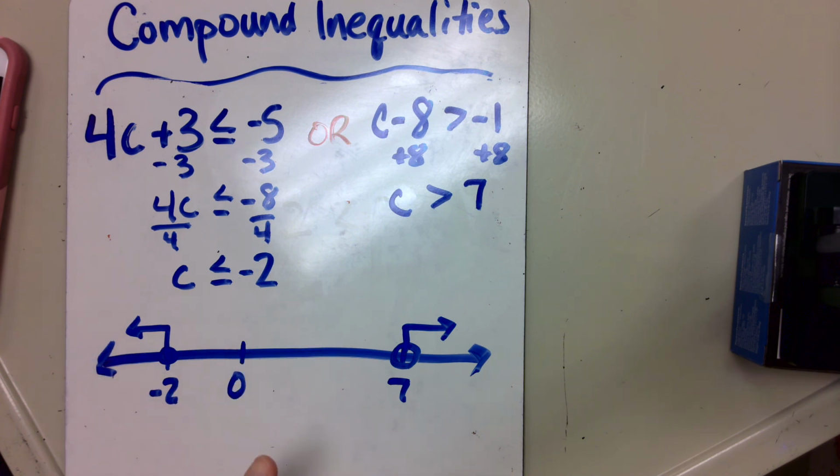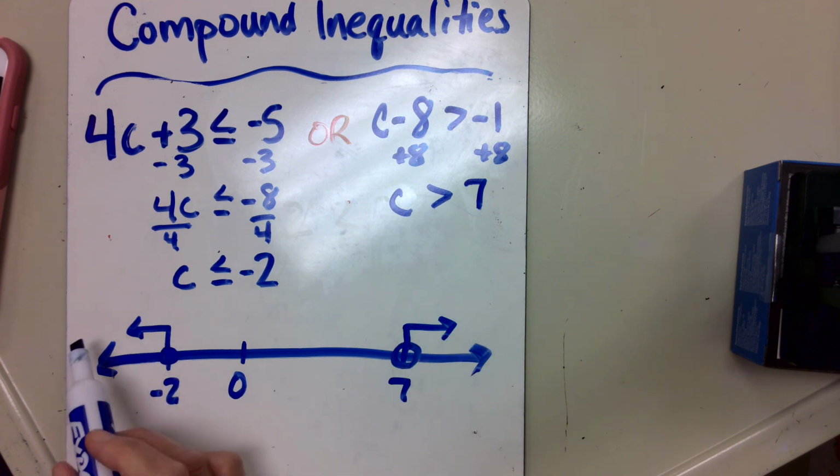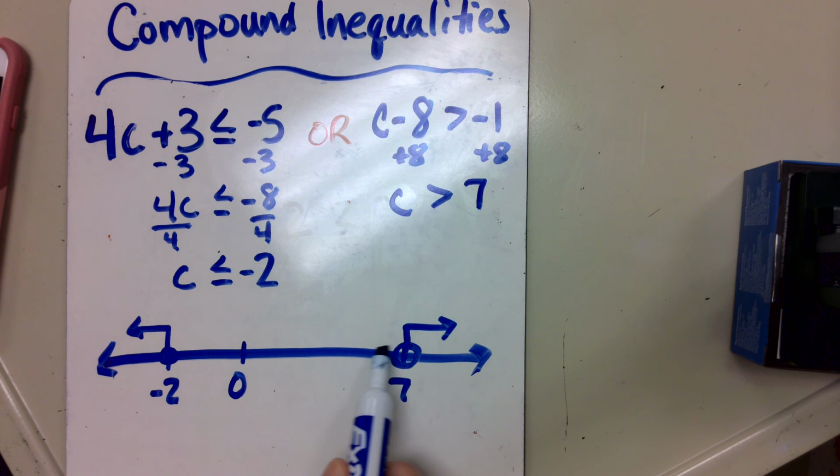Notice the number line splits. On or situations, your arrows should go in the opposite direction for now. So that means all your solutions are to the right of the 7 and they're to the left of the negative 2. Everything in between is not a solution. Those are all the numbers that won't work in this compound inequality.